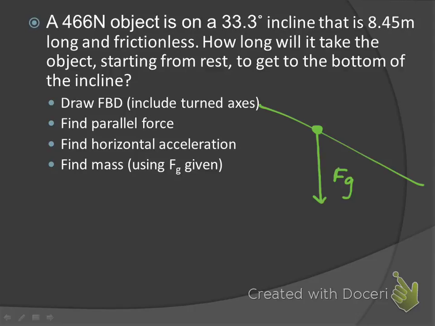Is that point always going to go down in the same spot? FG will always go straight down. Okay, our incline is frictionless. We don't have any other inclines. Something to think about is these are not forces, right?